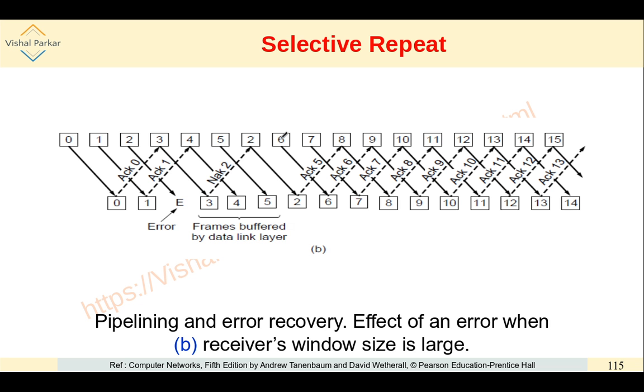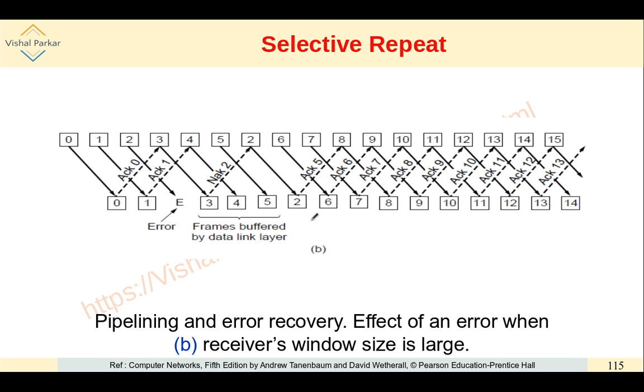Meanwhile, it has already started sending the next frames, which are 6, 7, 8, etc. So this is the meaning of selective repeat, wherein only the frame which is not received by the receiver will be retransmitted.